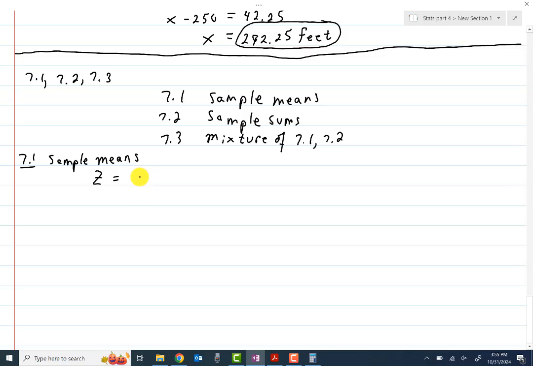Z equals, since we're talking about sample means, a sample mean minus mu sub x bar divided by sigma sub x bar. Notice the notation here. Mu sub x bar is going to just equal mu, the population mean. Sigma of x bar is going to equal sigma divided by the square root of n. N, of course, is the sample size.